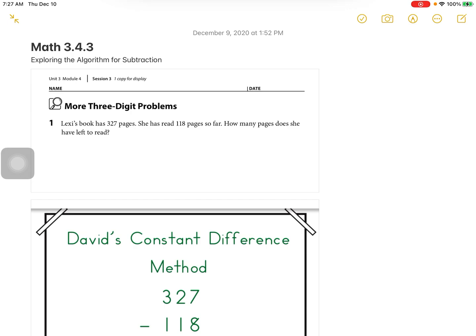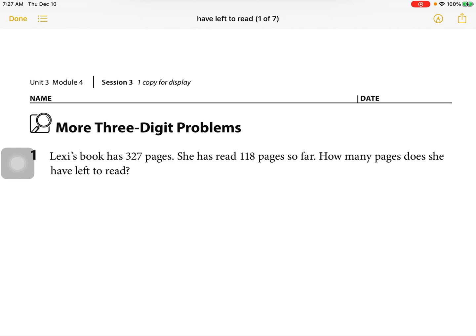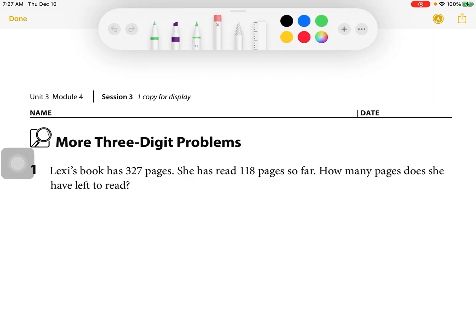So today we're going to take a look at more three-digit problems. We're going to take a look at this very first one together. I'm going to read it to you, and then we will try to figure out what the problem is asking us to do. Let's take a look at number one. Lexi's book has 327 pages. She has read 118 pages so far. How many pages does she still have left to read?